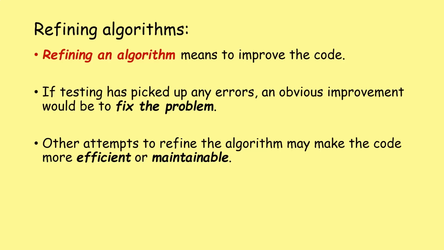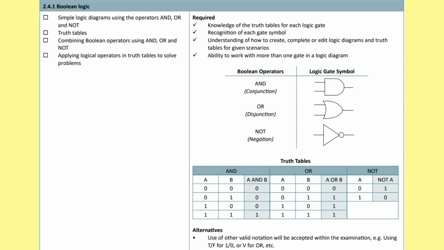Refining an algorithm means to improve the code. If testing has picked up any errors, an obvious improvement would be to fix the problem. Other attempts to refine the algorithm may make the code more efficient or maintainable.